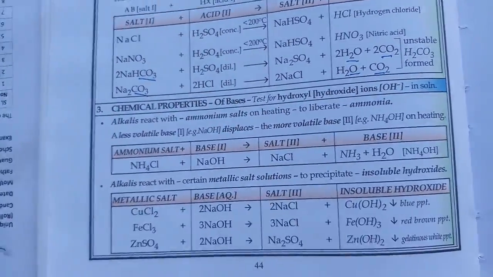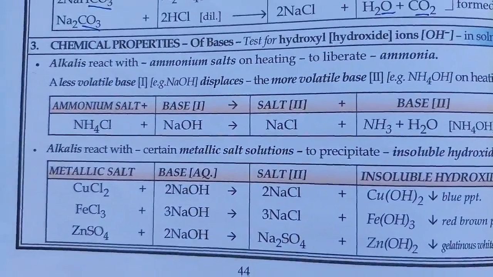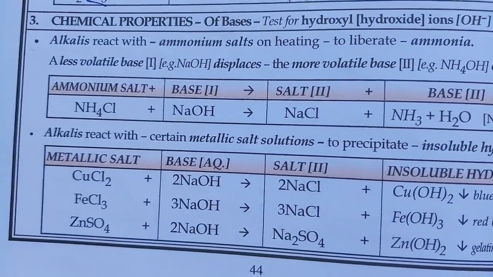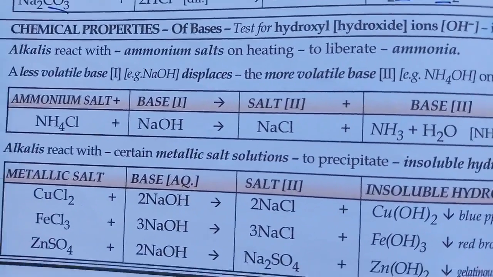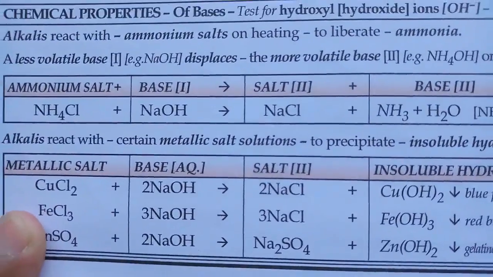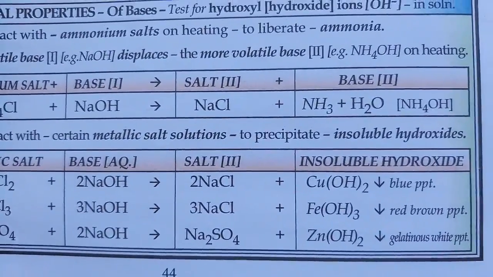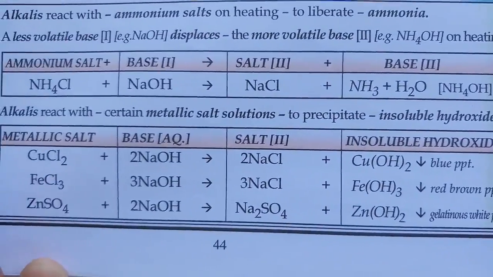Now, chemical properties of bases. Alkalis react with ammonium salts on heating to liberate ammonia. For example, NH4Cl plus NaOH, this is a base. It gives you NaCl, sodium chloride, and ammonia and water.